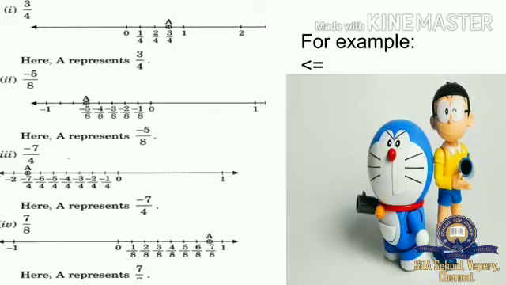Here you can see in which place minus 1 lies. Minus 4 divided by 4 is minus 1, right? So from 0 to 1, there are 4 units: 1 by 4, 2 by 4, 3 by 4, 1. Then minus 5 by 4, minus 6 by 4, minus 7 by 4, minus 2, and it goes like that. Here A represents minus 7 by 4. I hope you are understanding. And 7 by 8 is positive, so it lies on the right side.